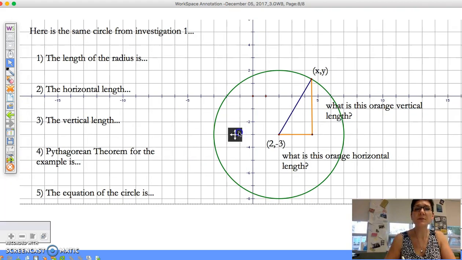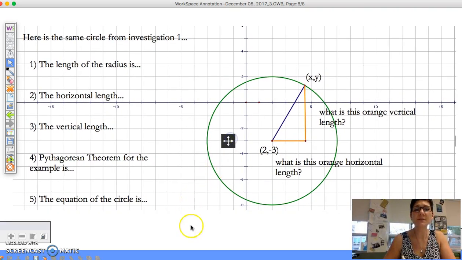Oh, that little thing, I don't know what that thing is doing. Oh, okay, it's just going to sit there in the middle. Don't mind that.